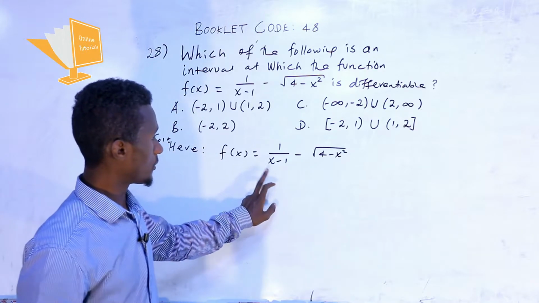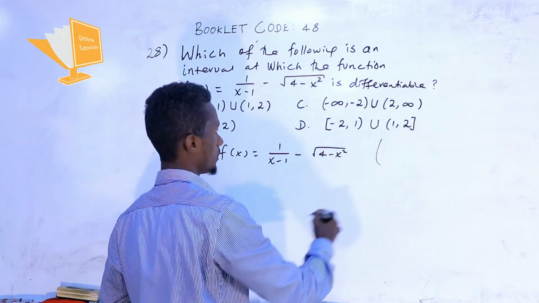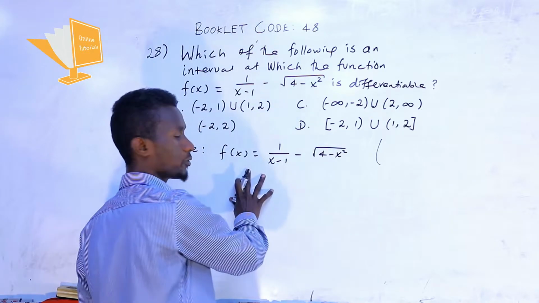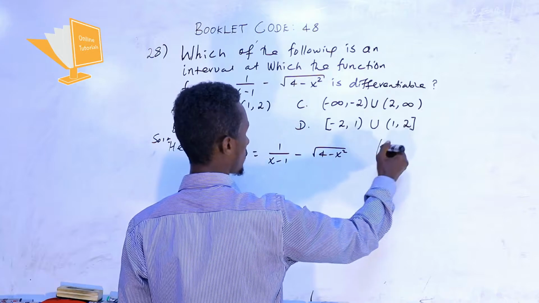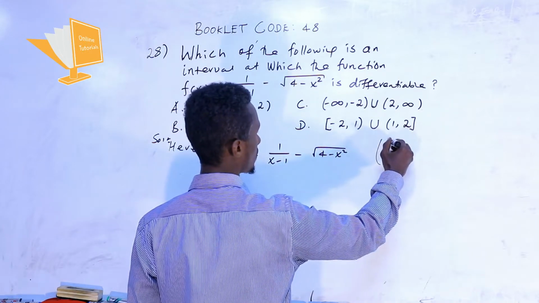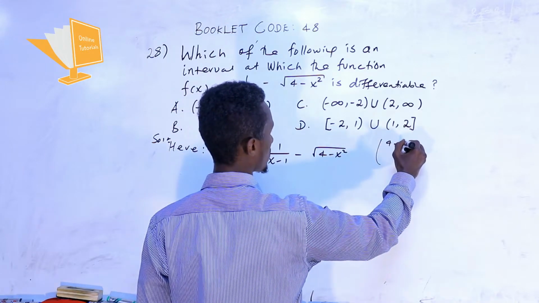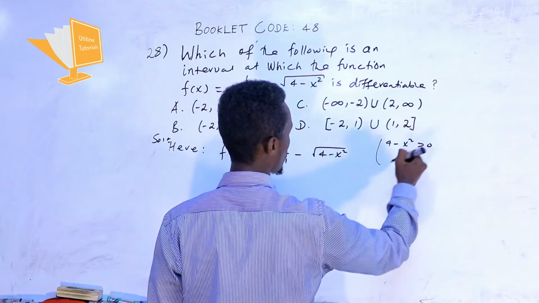This function is defined within some intervals. The function must be defined. First of all, this function is defined within some interval. So the function is defined for what?